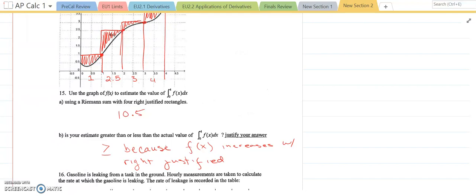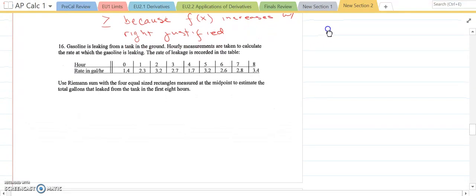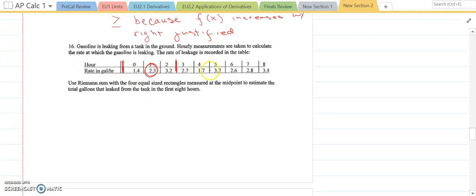Let's talk about number 16. Gasoline is leaking out of a tank. Hourly measurements, I'm giving you a table. It says make 4 equal sized rectangles at the midpoint. The first rectangle would go from 0 to 2, but I would use the midpoint right here. Every time I want to use that middle number as the value in which my midpoint is calculated. The height for each rectangle is going to use the middle number, not the edge.